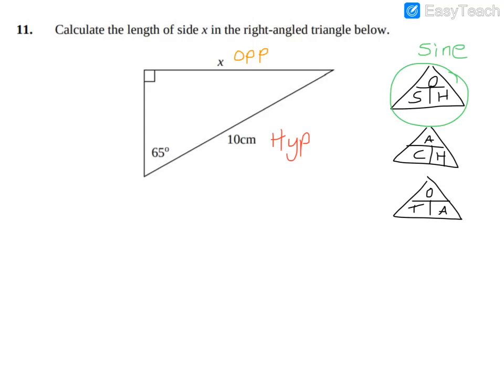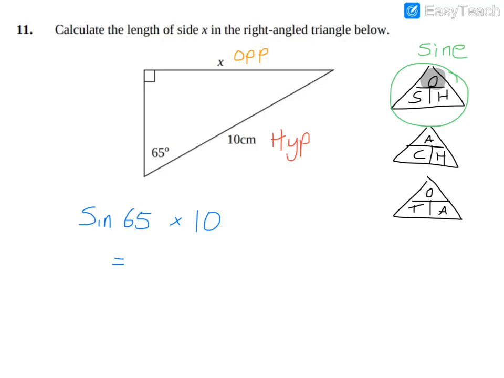So what are we looking for? We're looking for the opposite. So I'm going to cover that up in my triangle. Now I've got the S and the H next to each other. Now when they're next to each other, that means I should multiply. So S, remember, stands for sine of the angle, so that's going to be sine of 65. I'm going to multiply it by H, the hypotenuse, so that's 10. So this is what I'm going to type into my calculator. Sine 65 multiplied by 10.